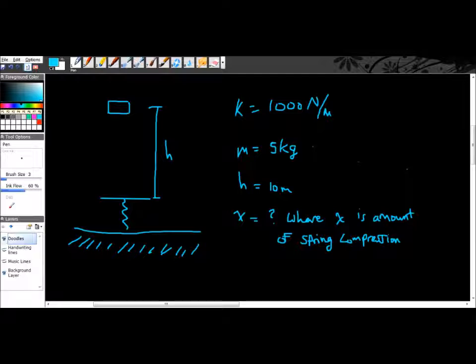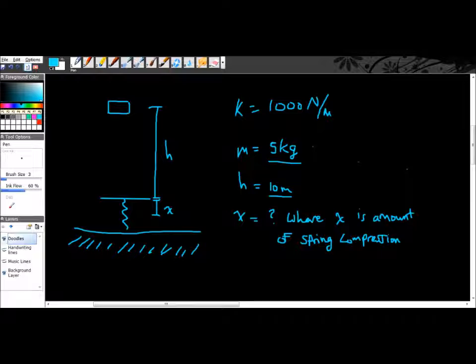We have a block being held in midair at a height h, which is 10 meters. The mass of the block is 5 kilograms, and it's going to fall on top of a spring, and the spring is going to compress by some distance x, which we don't know. We're trying to find the distance that the spring compresses based on the parameters of the problem.